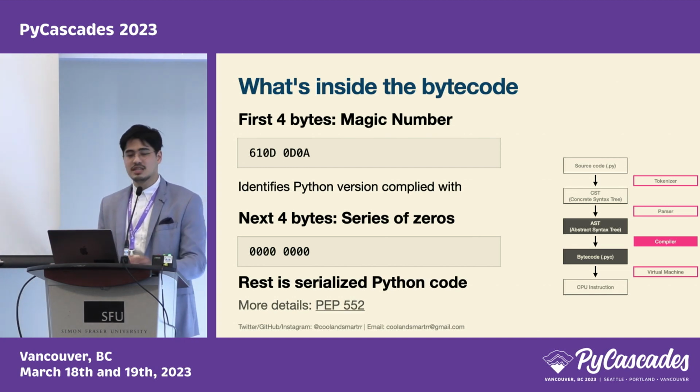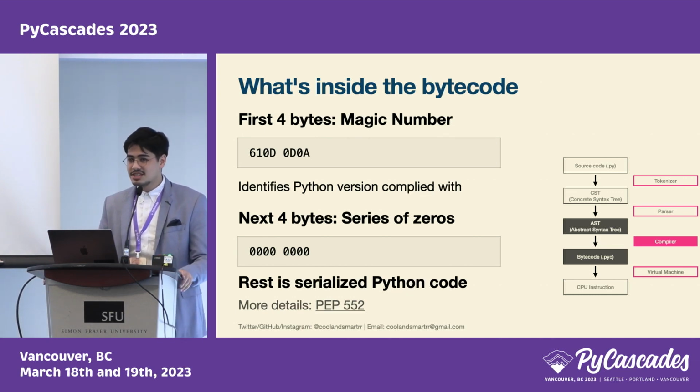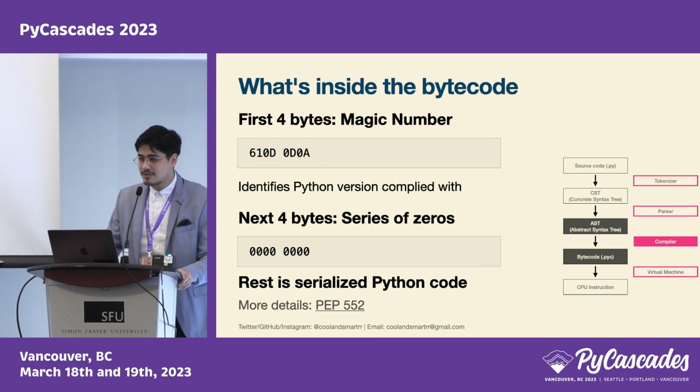The next 4 bytes is a padding. It's a series of zeros, and the rest is serialized Python code. If you want to learn more about it, again, there's another PEP that describes this, PEP 552.